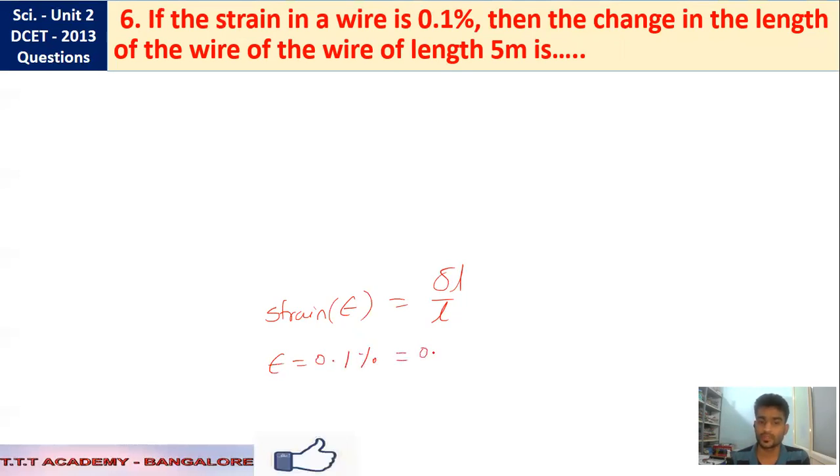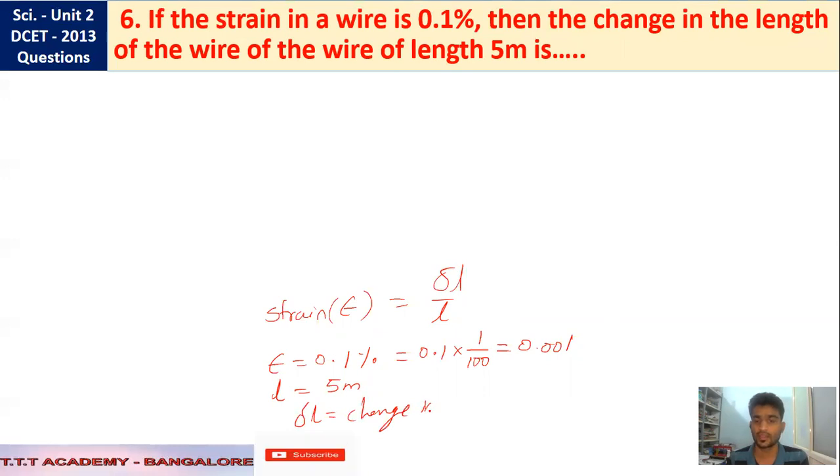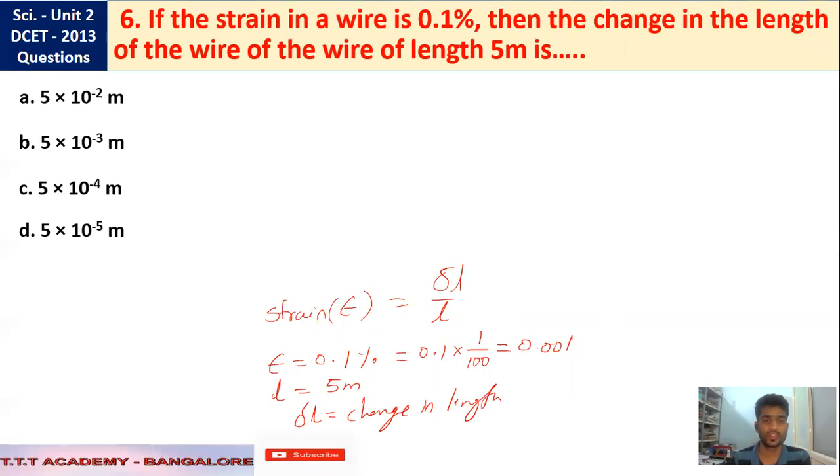The 0.1 percentage means 0.1 into 1 by 100, converting the percentage into a fraction, which is 0.001. Next, the length L of the wire is 5 meter. Next, dear students, we need to find the change in length, that is delta L. We have 4 options A, B, C, D, and only after solving can we conclude which is the right option.